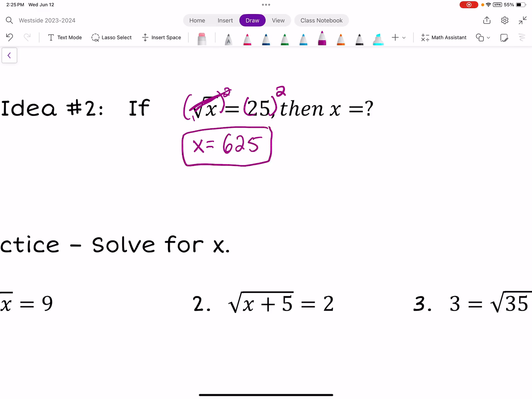Now, unlike the ones above, this one only has one answer. There is not a square in my original problem. There's a square root, so there's only one answer. When we have a square in our original problem, that's when we get two answers.